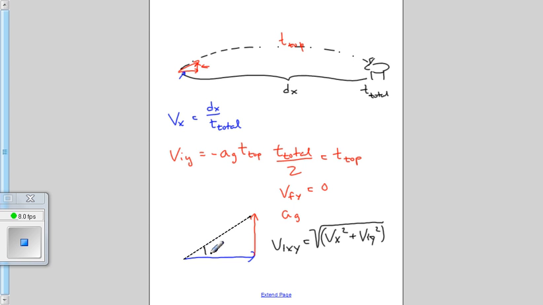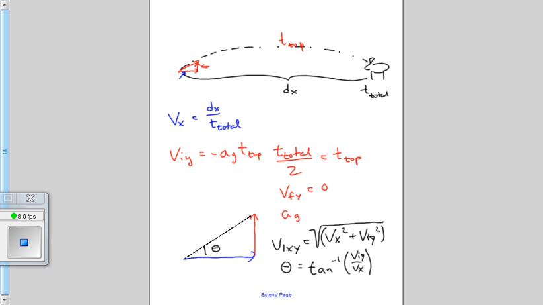The launch angle here, theta, is an important part of the answer, since velocity is both speed and direction. That launch angle can be found by taking the inverse tangent of the quantity Viy over Vx. Be sure your calculator is in degree mode if you're putting in the angle in degrees.